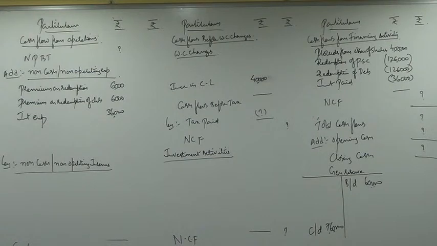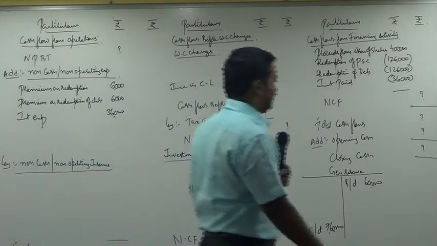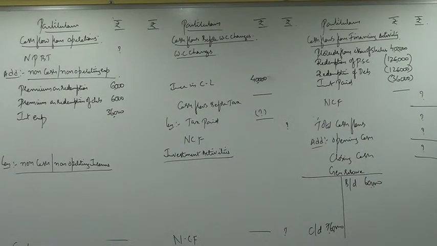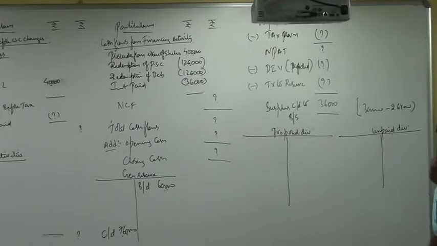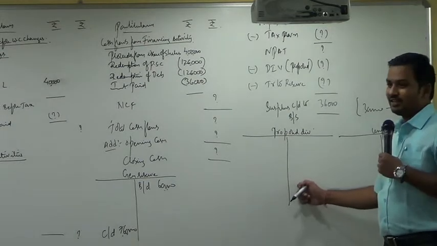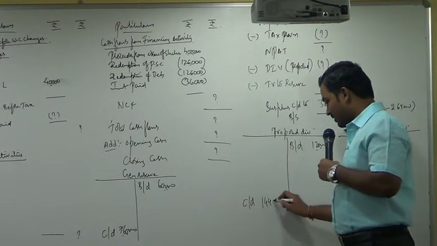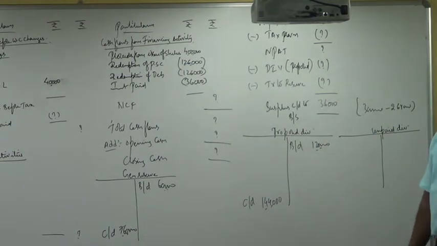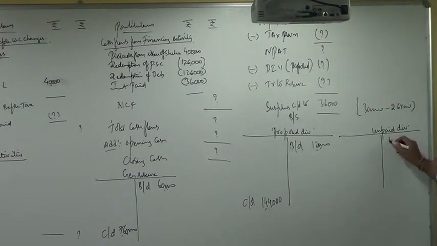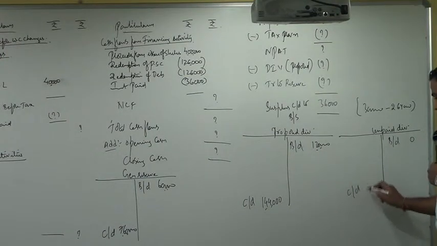Next, proposed dividends. Last year 1,20,000, current year 1,44,000. There is one more account, unpaid dividend, 16,000. So let us open both the accounts together: proposed dividend, unpaid dividend. Tell me what is the opening balance? 1,20,000. Closing balance? 1,44,000. Unpaid dividend brought down 0. Closing balance how much? 16,000.